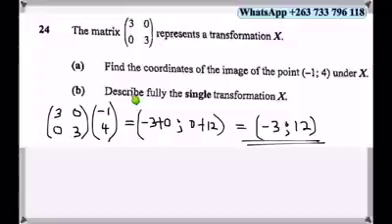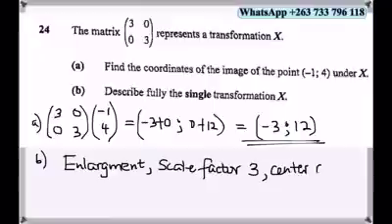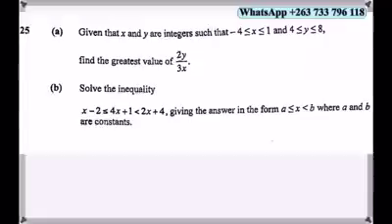Then on part 2, describe fully the single transformation X. So the question is emphasizing a single transformation. We could have said this is a two-way stretch, but since this is a single transformation, this is an enlargement. You can see that we can factor out a scale of 3 here. So this is an enlargement, factor 3, with the origin as the center. That's how we describe the single transformation X.